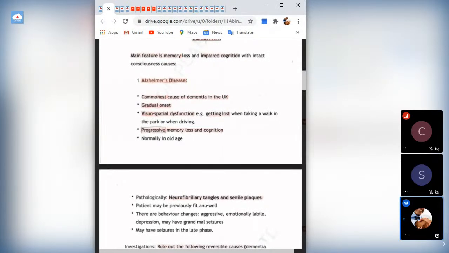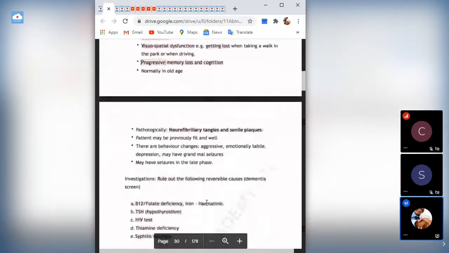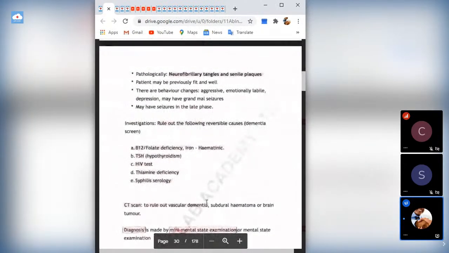All right, so investigations, you want to rule out the following. Yeah, grand mal is a generalized tonic-clonic seizure. Yeah, so you want to rule out the following reversible causes of dementia.